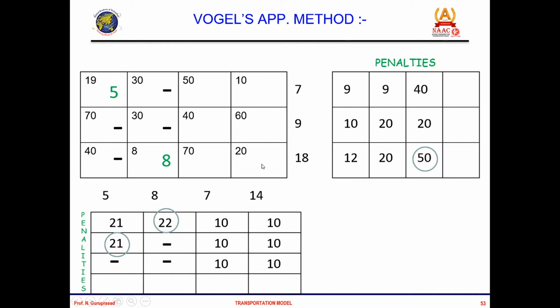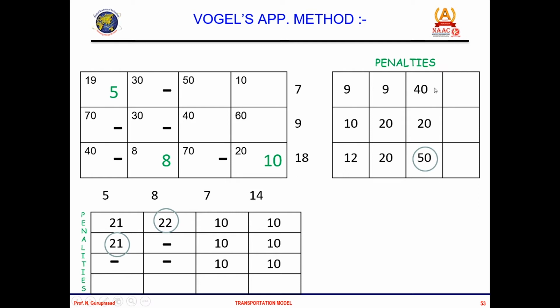So among 40, 20, 50, 10 and 10, the highest penalty is 50, which belongs to the third row. In this third row, the least cost available among 70 and 20 is 20, and I'll allocate as much as possible, and I'll end up allocating 10. That will take care of my row requirement, that is the third row requirement.